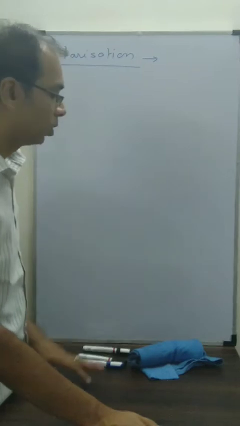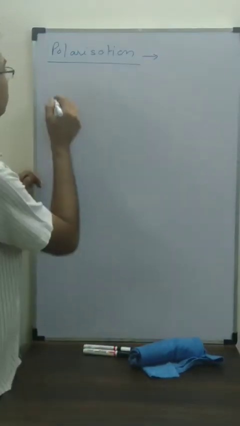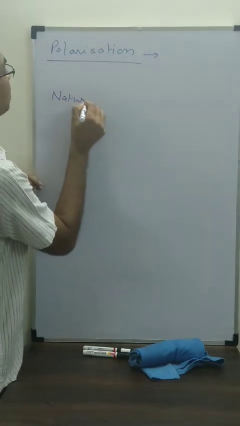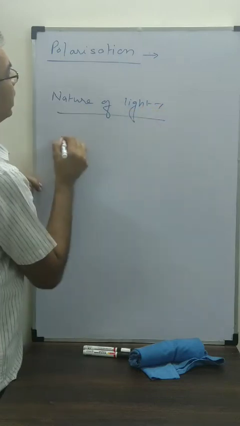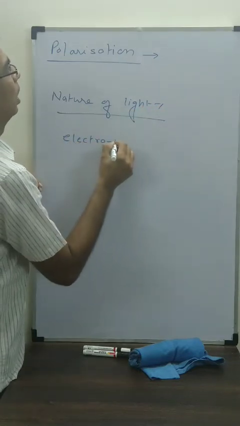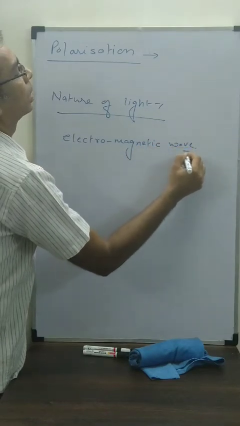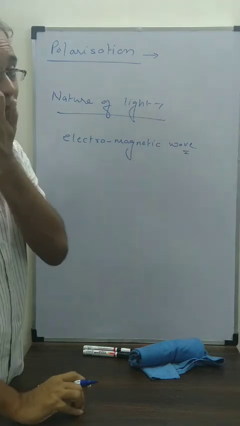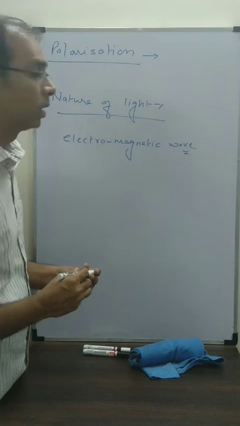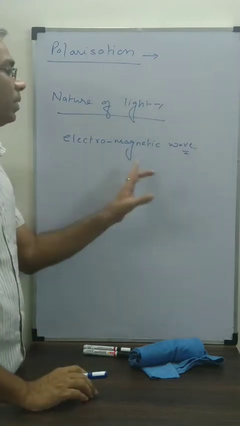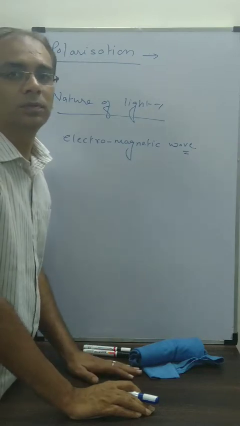So before going into polarization, we will discuss a little bit about the nature of light. First thing is how we are calling light an electromagnetic wave. How is it electromagnetic? We know that light doesn't require any medium for propagation. It can travel even through vacuum. And the electric field and magnetic field also do not require any medium for propagation. They can also travel through vacuum.